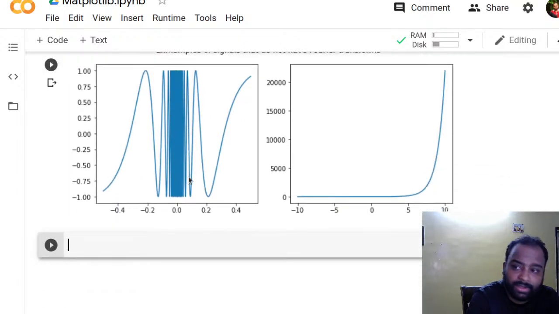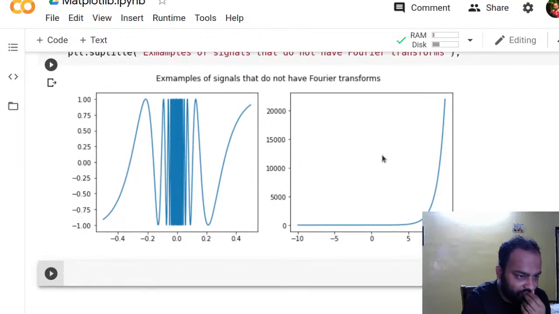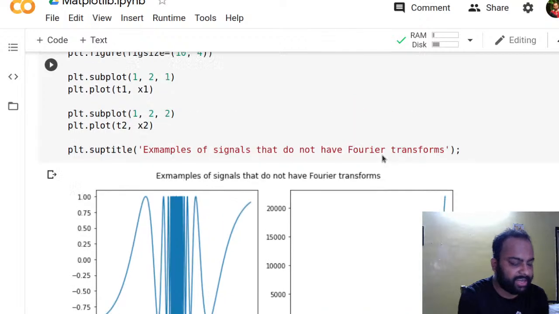Just as an example, because you people are also learning Laplace transform, this signal does not even have a Laplace transform, but this one has a Laplace transform, of course. So none of these have Fourier transforms, but yeah, very different things we're discussing.